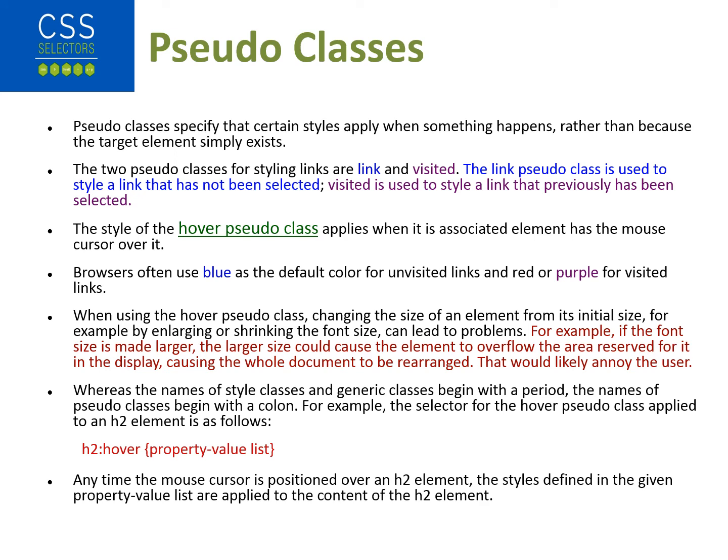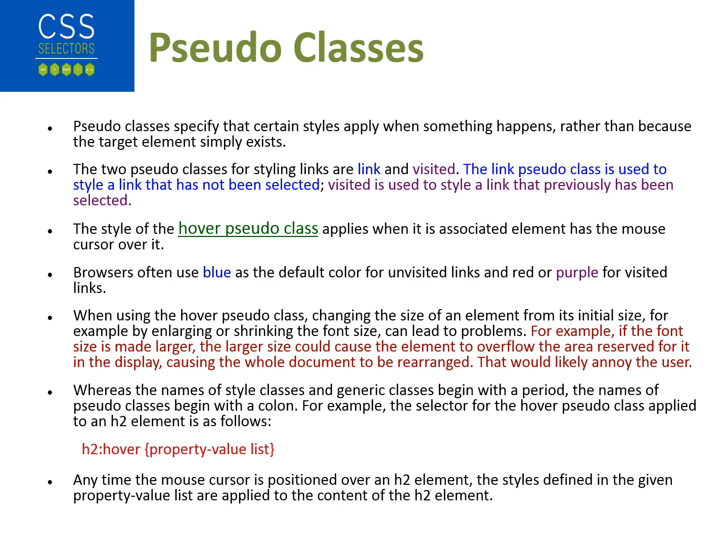When using the hover pseudo class, changing the size of an element from its initial size, for example, by enlarging or shrinking the font size, can lead to problems. For example, if the font size is made larger, the larger size could cause the element to overflow the area reserved for it in the display, causing the whole document to be rearranged. That would likely annoy the user.